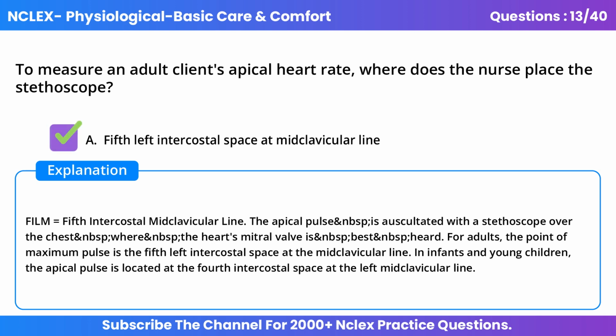The apical pulse is auscultated with a stethoscope over the chest, where the heart's mitral valve is best heard. For adults, the point of maximum pulse is the fifth left intercostal space at the midclavicular line. In infants and young children, the apical pulse is located at the fourth intercostal space at the left midclavicular line.